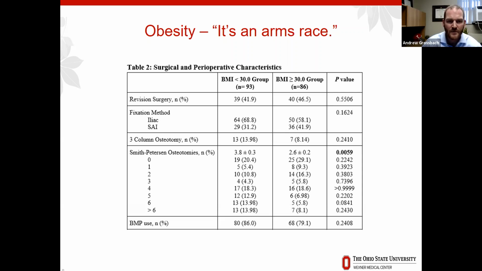So we looked at our data, it's unpublished, it's preliminary right now, but basically these are adult deformity patients that were operated on over the past several years. We split them into two groups, BMI less than 30 and BMI greater than 30. So 93 in our less than 30 group, 86 in our greater than 30 group. The number of revision surgeries is similar, fixation iliac versus S2AI is similar, 3-column osteotomies similar, the number of SPOs or posterior column osteotomies similar.